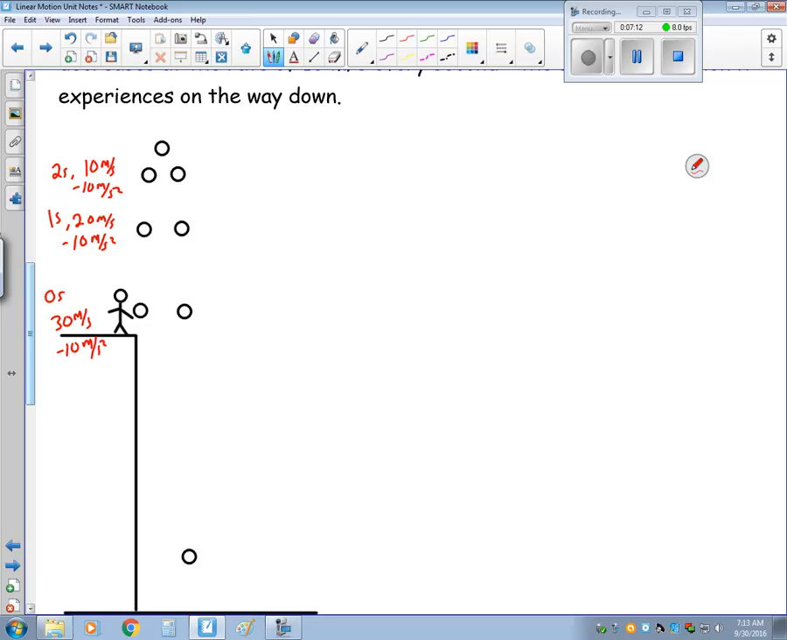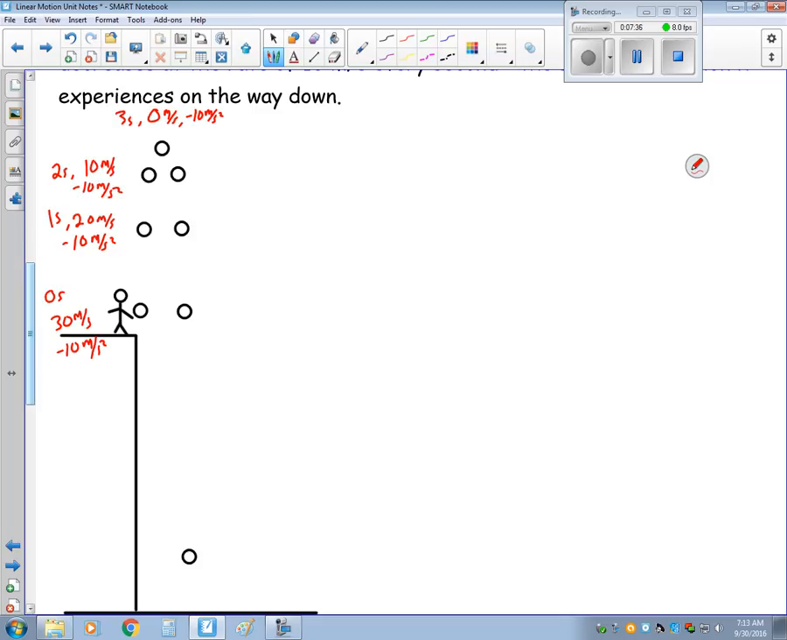At 3 seconds, the ball now has a velocity of 0 meters per second. Now, pay attention to this part. A lot of people will say then, well, since the velocity is 0, the acceleration must be 0 as well. That's not the case. It is still negative 10 meters per second squared.